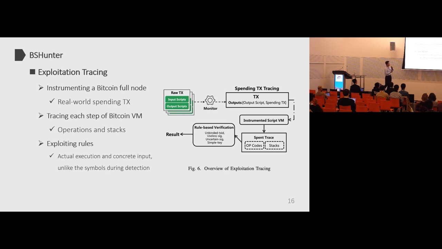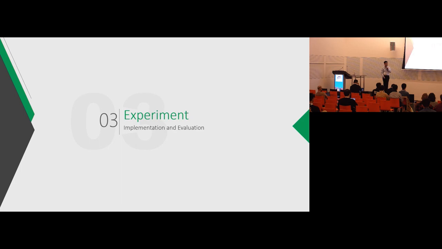And finally, this is the exploitation tracing. We instrument a Bitcoin full node to trace the real-world spending transactions, and we trace each step of the Bitcoin VM, such as the operation calls and the stacks. And finally, we use the exploiting rules. Only four types, right? Because two are never spendable. Only four are attacker-spendable. So we use the four rules to see if the actual execution and concrete input match the exploitation. So this is unlike the symbolic detection, right?